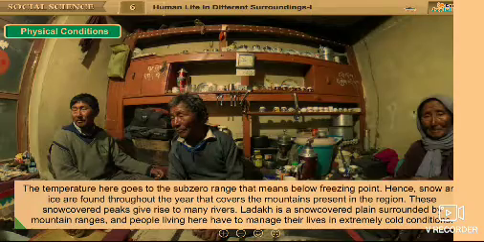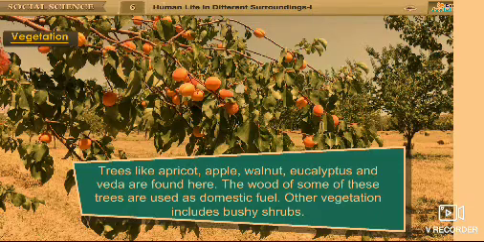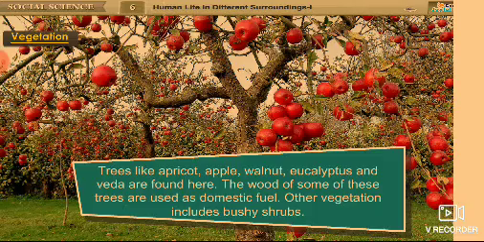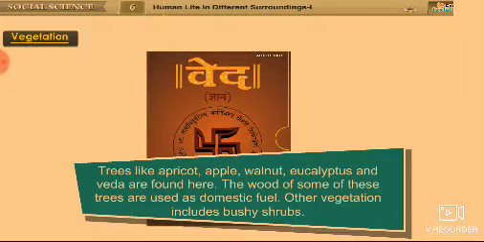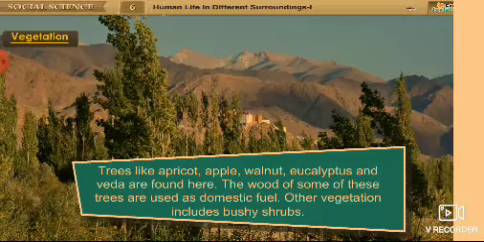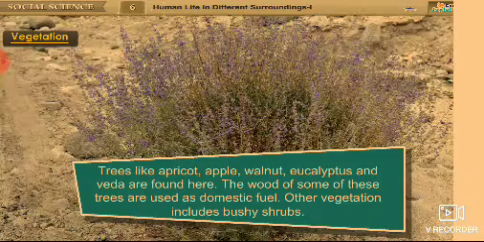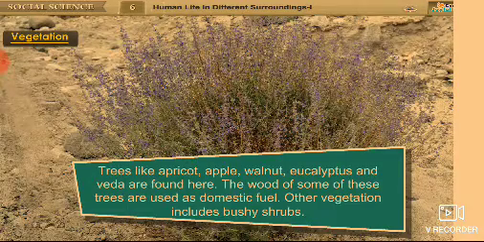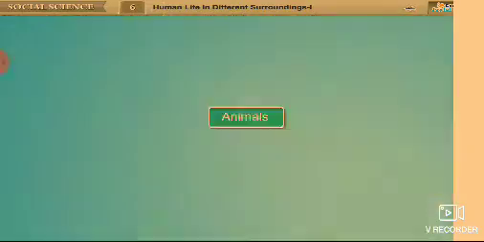Vegetation. Trees like apricot, apple, walnut, eucalyptus and veda are found here. The wood of some of these trees is used as domestic fuel. Other vegetation includes bushy shrubs.